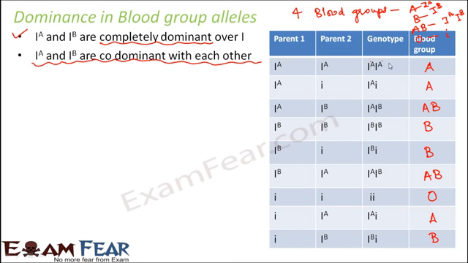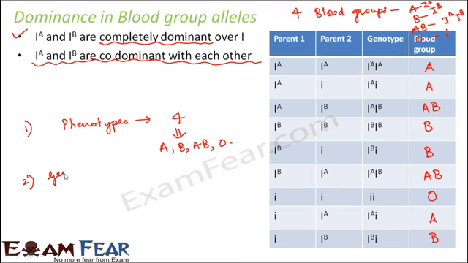So here if you look at the genotypes and the phenotypes, what do you see? If you look at the phenotypes, how many unique phenotypes are you able to see? There are 4 unique phenotypes. And what are those 4 unique phenotypes? A, B, AB and O. And these are the 4 blood groups which are seen in human beings.